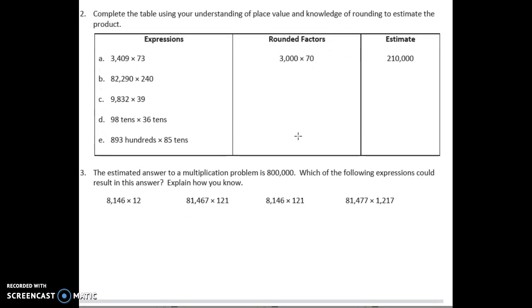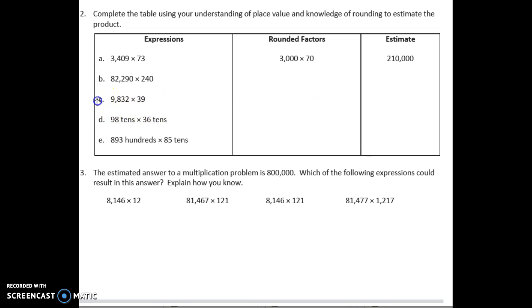Now when we take a look at this one, it says complete the table using your understanding of the place value and knowledge of rounding to estimate the product. So if we take a look at the first one they've done here, they rounded down, so it became 3,000. So everything to the right of the 3 became zeros. The 3 didn't go up because the number to the right of it was less than the midpoint of 5. 73 is about 70. So then they go 3 times 7, gets you 21. They counted how many zeros. That's how they ended up with this.